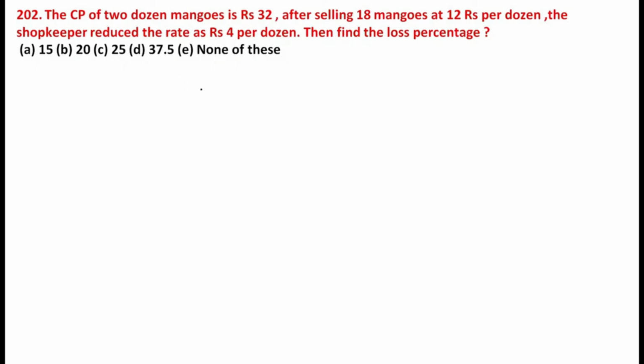Now see, the cost price of 2 dozens is 32 rupees. I said 12 dozens, sorry, it's 2 dozens. So 2 dozens is 32 rupees, which means each dozen is 16 rupees. Each dozen is 16 rupees, so each mango price is 16 by 12. So the answer here is 4 by 3. If you want each mango price, it is 4 by 3.